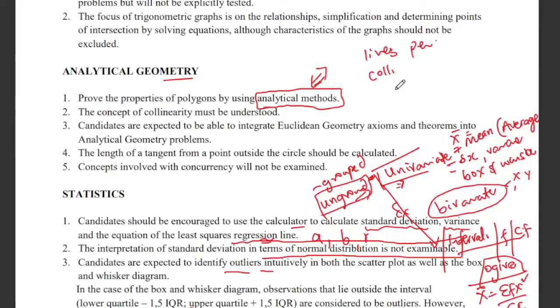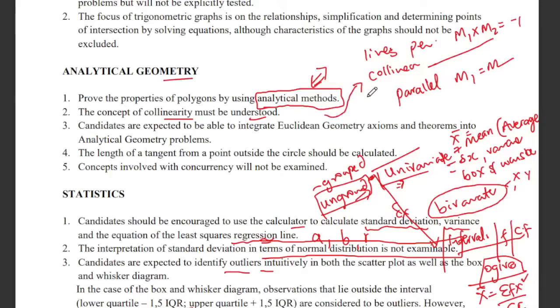I think we shall look at that later on. Collinear points are basically points that lie on the same straight line, and they can ask you to prove whether lines are parallel. So remember, with perpendicular lines, the gradient of the first line times the gradient of the second line must give you -1. And if the lines are parallel, we know that the gradient of the first line must be equal to the gradient of the second line. You can use the distance formula, the midpoint methods, and all of that. We need to know that. Then the concept of collinearity must be understood. That's what I was discussing, the collinear points.